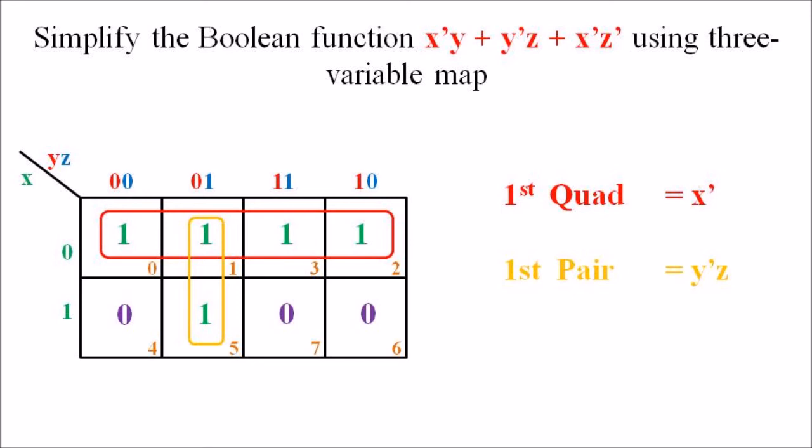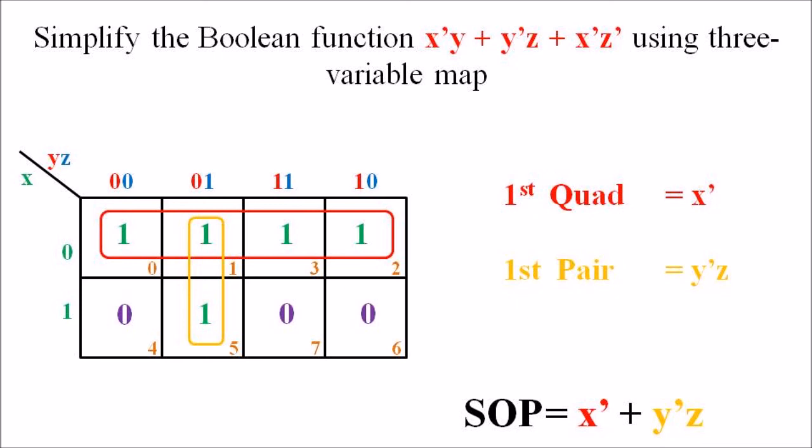While taking the second set, that is the first pair, which is represented in the yellow rectangle, the pair lies in 2 rows. Thus, the value of x is changing from 0 to 1 when we are traveling from row 1 to row 2. Thus, x is not considered, and it lies in the column number 2, and therefore the values of y and z are unchanged. Here the value of yz is 0 and 1. The value of y is 0 and value of z is 1, which means the first pair's reduced value is y dash z. Thus, we can conclude that the SOP for this given expression is x dash plus y dash z. That is, the function x dash y plus y dash z plus x dash z can be reduced into x dash plus y dash z.